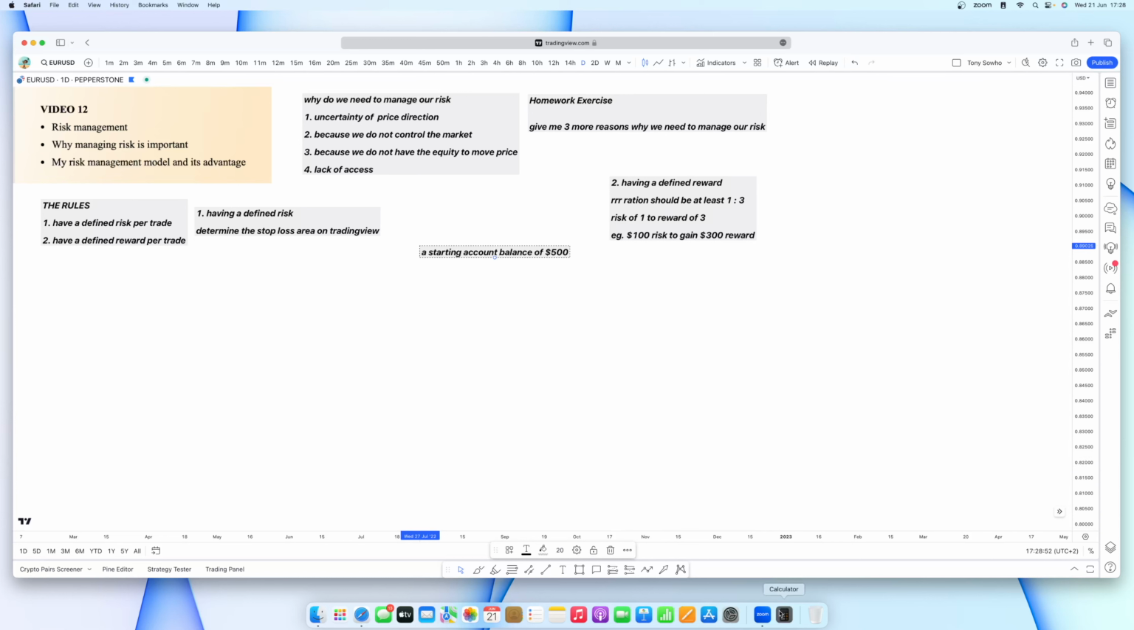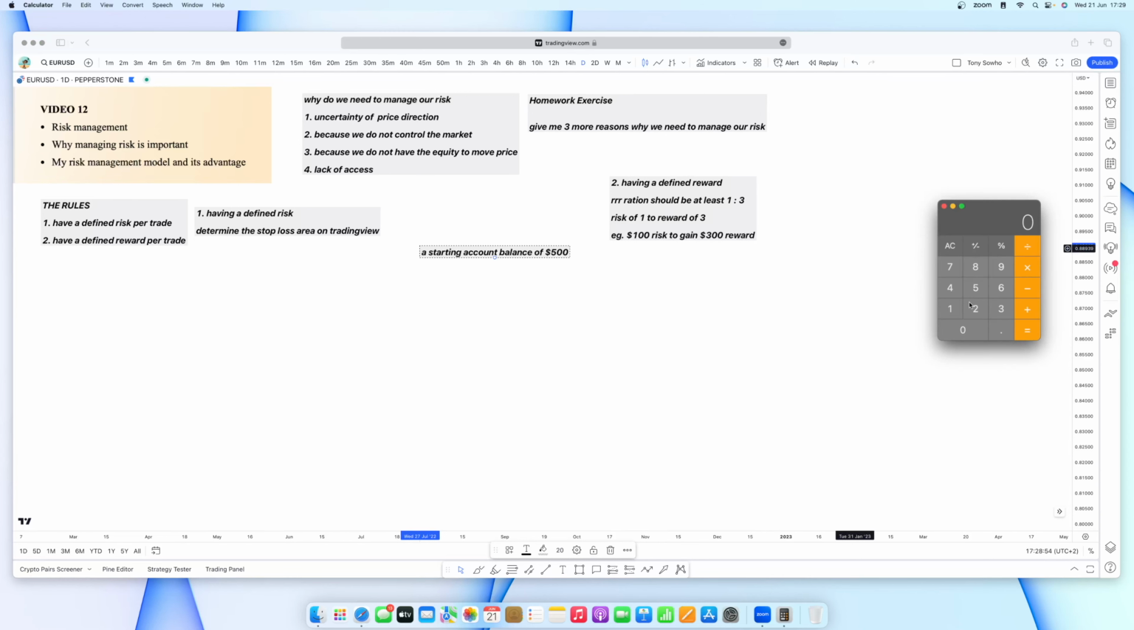Or am I correct? Let's check the calculator quickly. So 10%, so $50. That's it. So 10% is $50. If you say you want to go in with 5% risk, 5% is going to be $25 per trade.